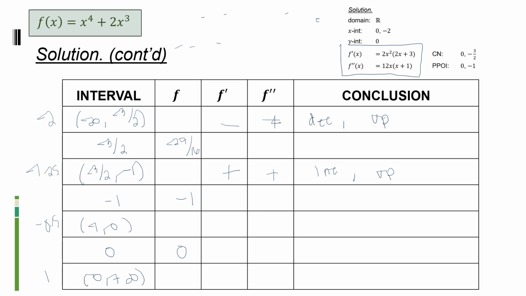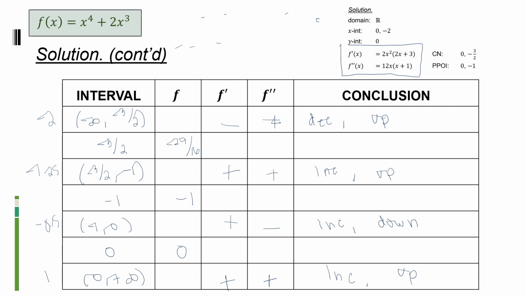For negative 1, 0, we have negative 0.5. F prime of negative 0.5 is positive. F double prime of negative 0.5 is negative. This means that it is increasing but concave down. And finally, 0 to positive infinity, we have 1. F prime of 1 is positive. F double prime of 1 is also positive. This means that it is increasing and concave up.